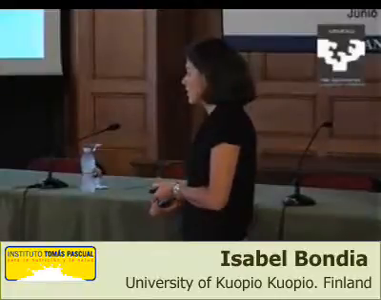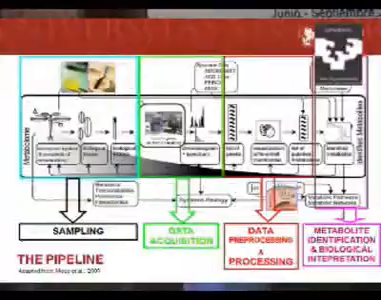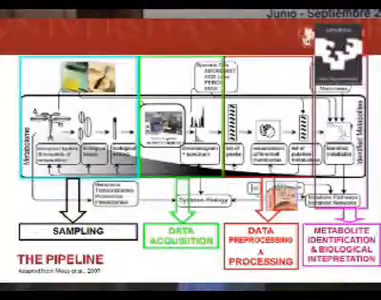And then, of course, we have to decide the criteria of the selection of participants. In some cases, we will be interested in a specific range of age, or only in men or women, and so on. So this has to be kept in mind before performing the study. And this is the pipeline of the study, and we will go briefly through all the steps, which are sampling, data acquisition, data pre-processing and processing, and metabolite identification, and final biological interpretation of the results.